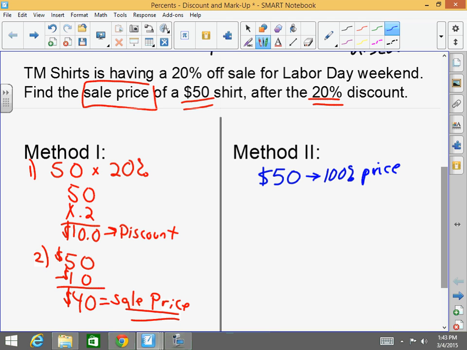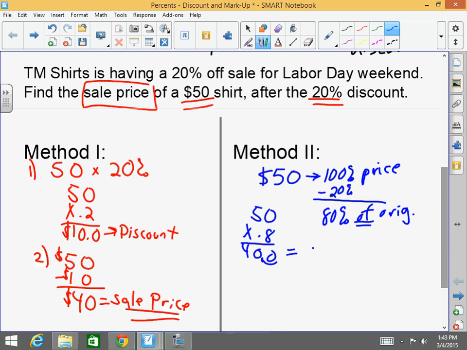So am I not taking this 100% and subtracting 20% from it? So if I'm taking 20% away from 100%, what percent am I actually paying? I'm paying 80% of the original. What does the word of mean? Times. So I can just simply go $50 times 0.8, which will be $40, and I'm done.